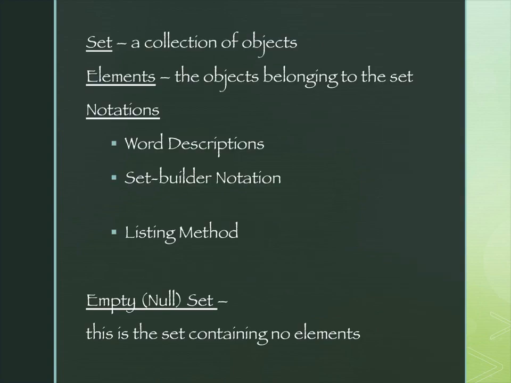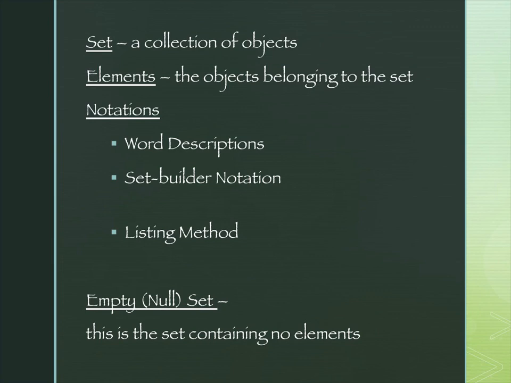A set is a collection of objects. It's kind of a vague definition, but that's what it is. And the objects that belong to the set are called elements. Now, the collection of objects, the set, can be any number of things. It can be a set of numbers, a listing of numbers kind of thing. It can be a group of people, your immediate family members. It can be the books that are on your bookshelf that you're using this semester. It can be any collection of objects, and the individual objects that we just listed are the elements. So the elements are the numbers, or the elements are the family members, or the elements are the books.